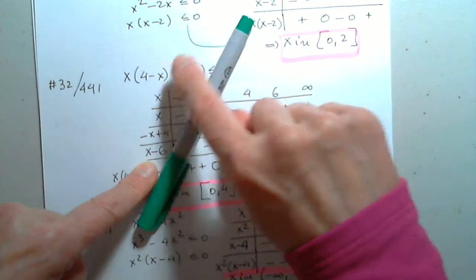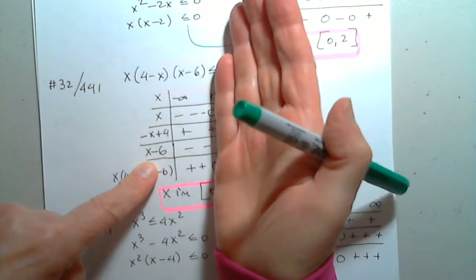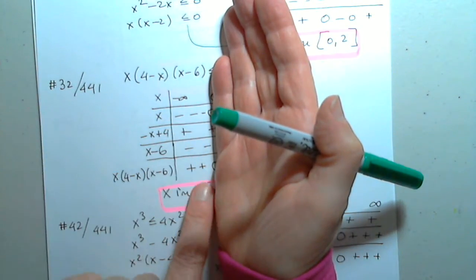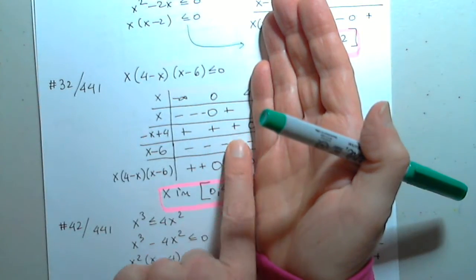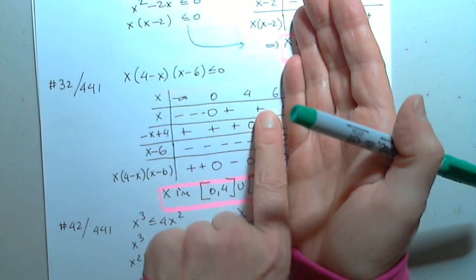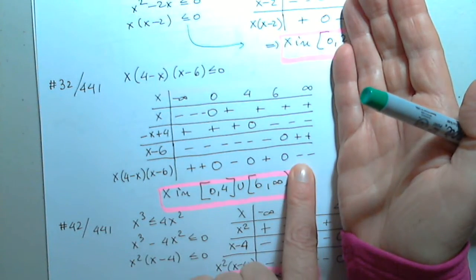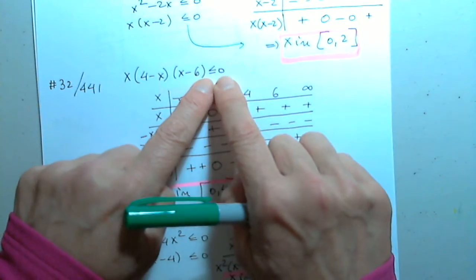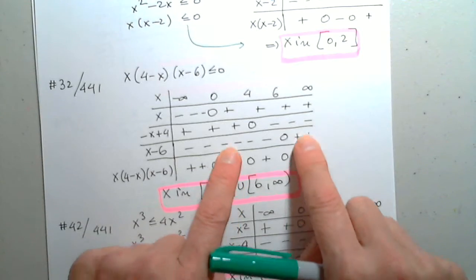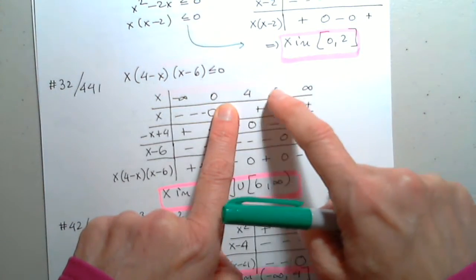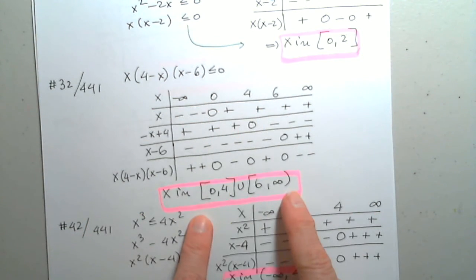Negative, 0, positive. On the first subinterval, I multiply two negatives. On the next subinterval, I have one negative. On the next subinterval, I have two negatives. And on the last one, I have one negative. What do I want? I want negative. Between 0 and 4 and 6 and infinity.